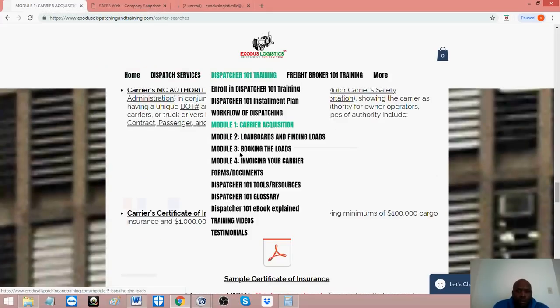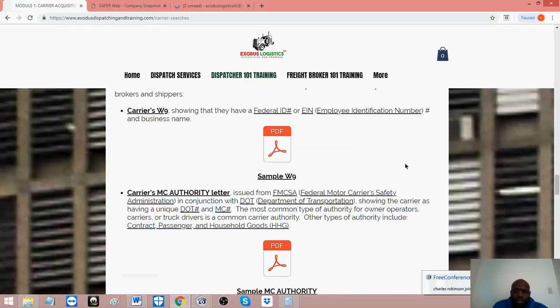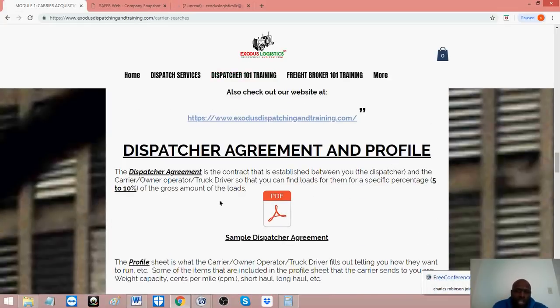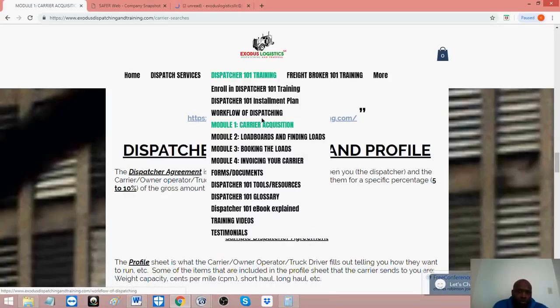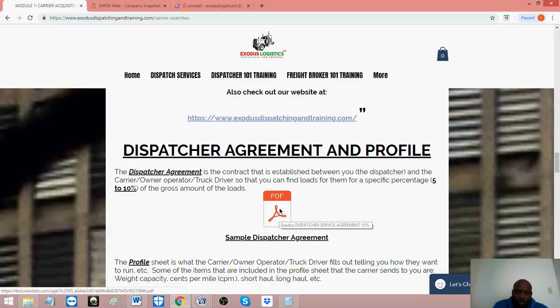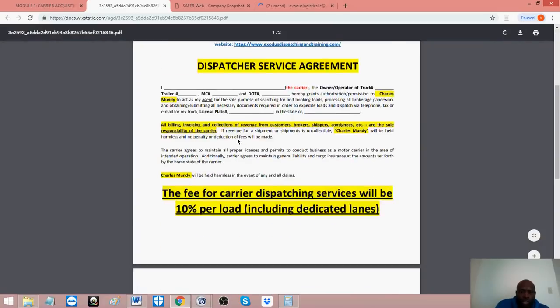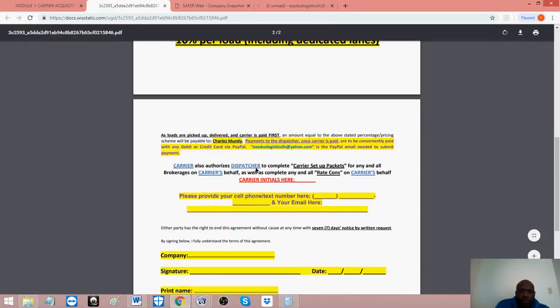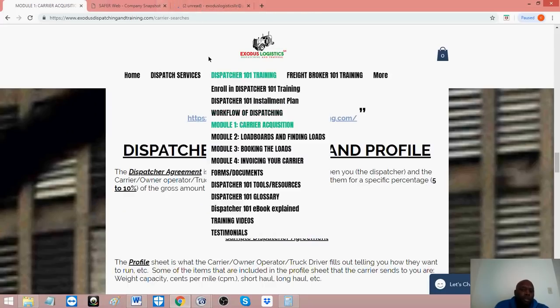Under carrier acquisition, the dispatch agreement should be changed. The PDF should be changed to reflect the new information. Here it is right here under Module 1, Carrier Acquisition. If you scroll down to Dispatch Agreement and Profile and you click the PDF, it should reflect the new changes right there. So if you have access to that, you can just click it here and download it for yourself.